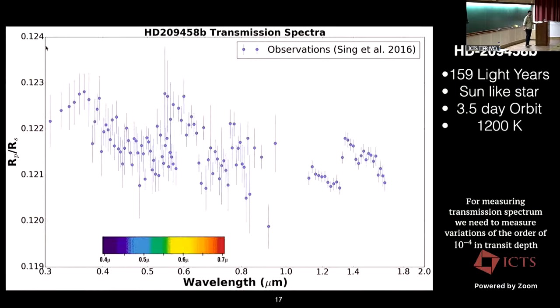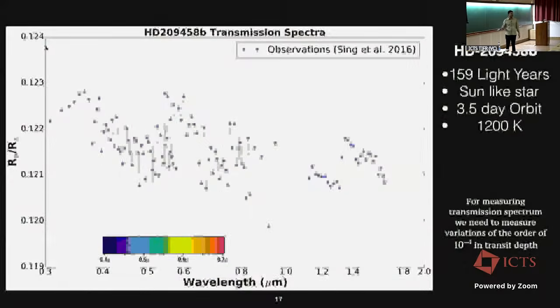The observations that we get, I'll show you in the animation. This is what it really looks like. On the x-axis you have the wavelength, and here you have the transit depth, or root of the transit depth, root of Rp bar system. This is for one of the first planets detected with an atmosphere, HD 209458b. One thing to note is that for measuring the transmission spectrum, we need to measure variations of the order of 10⁻⁴ in transit depth.